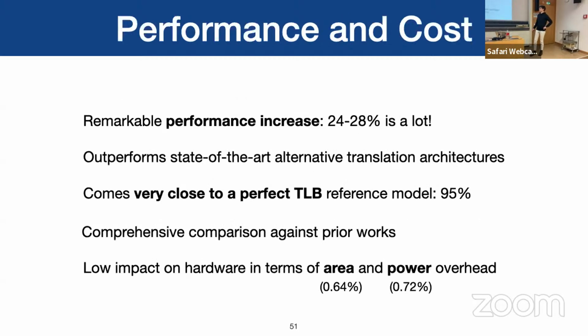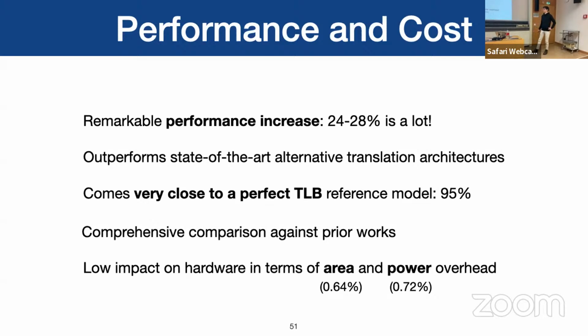And also the performance and cost is definitely at a very good ratio. So a 24 to 28% performance increase is very significant. Utopia outperforms other state-of-the-art alternatives, and it comes very close to a perfect TLB reference model. So there's not a lot of room for improvement left.